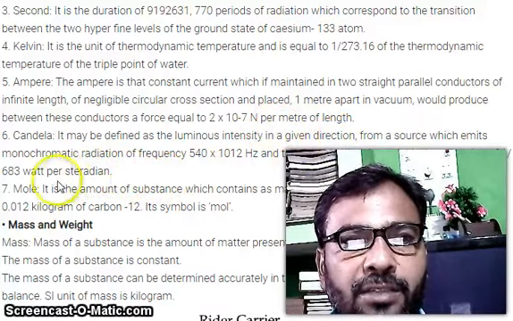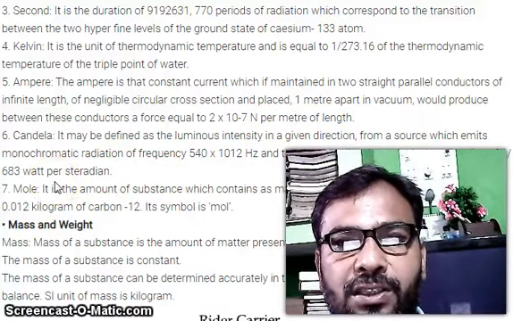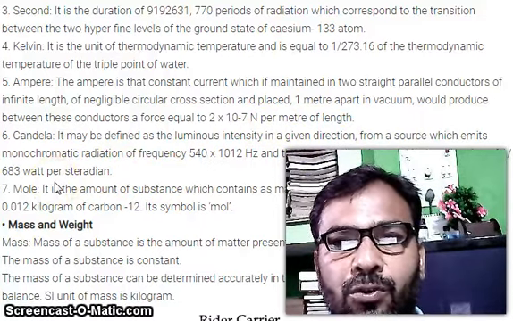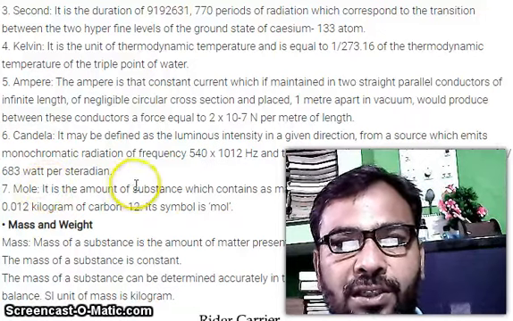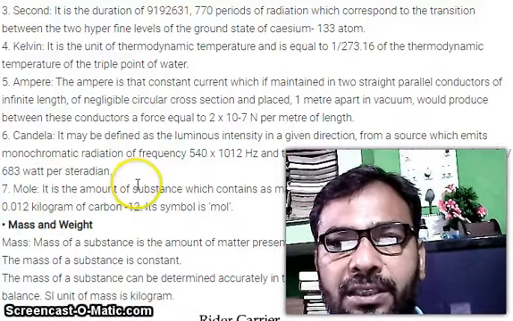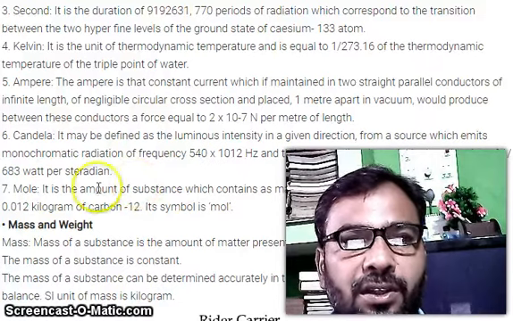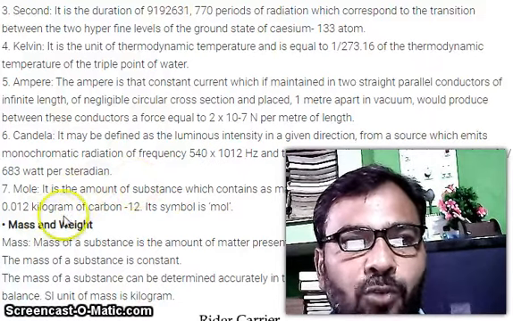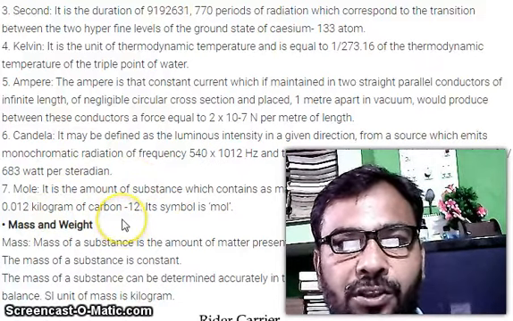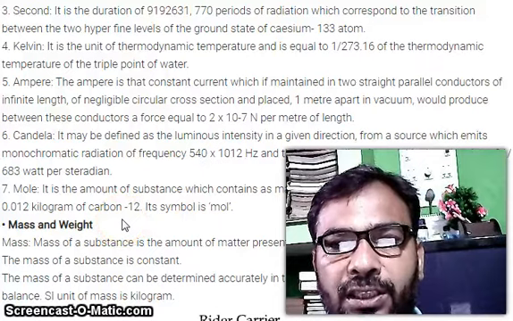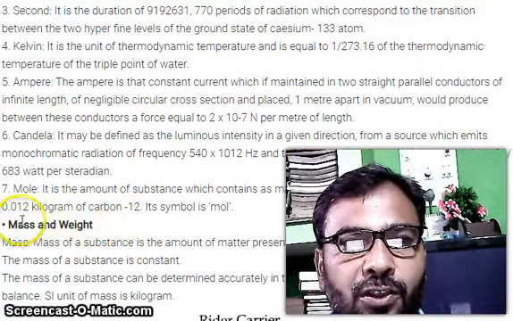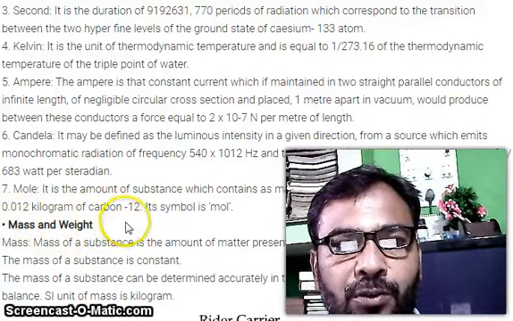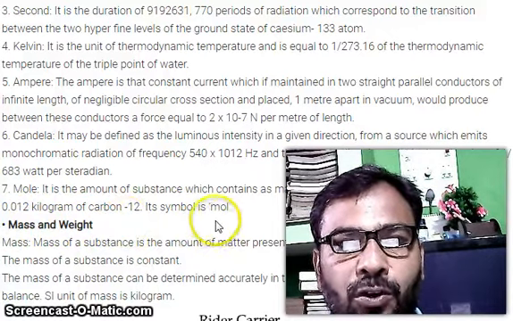Candela: it may be defined as the luminous intensity in a given direction from a source which emits monochromatic radiation of a given frequency and that has a radiant intensity in that direction. And mole: it is the amount of substance which contains as many elementary entities as there are atoms in 0.012 kilograms of carbon-12, and its symbol is mol.